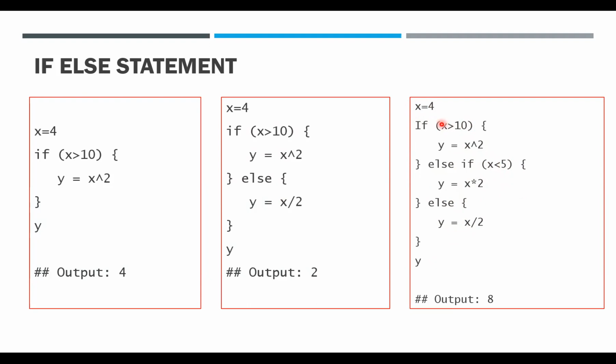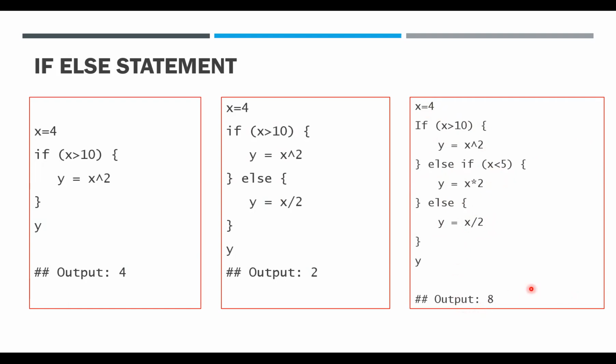It first checks this first condition. Is x greater than 10? It's false. So it'll skip this action. It'll go to the next else if statement. Is x less than 5? True, right? Then it'll execute this second action here inside the curly brackets of else if. So it'll actually never even execute the last else statement here. So in this case, x equals 4, and x is less than 5, so y will just end up being 4 times 2. That's why the output will end up being 8.